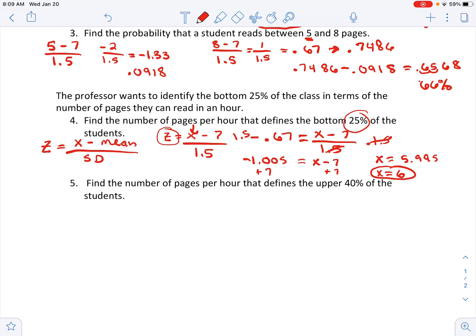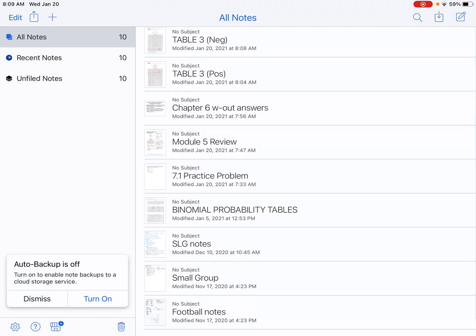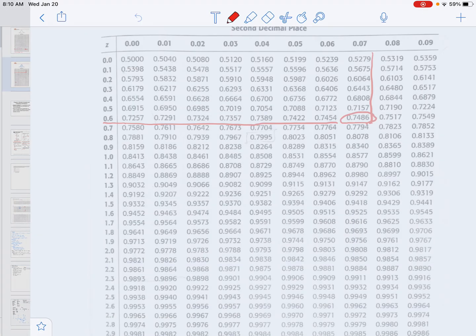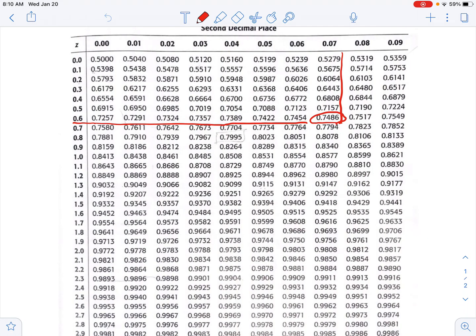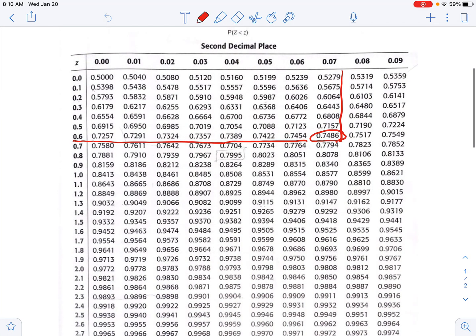Find the number of pages per hour that defines the upper 40% of students. If I want the upper 40%, that means I want 60% or above. So this is the z-score I'm going to go look for. The upper 40 means that cutoff line is at 60%. Since it's above 50, I'm going to look at the positive values, and I'm looking for 60% as we go through it. So I want to find the top 60%.